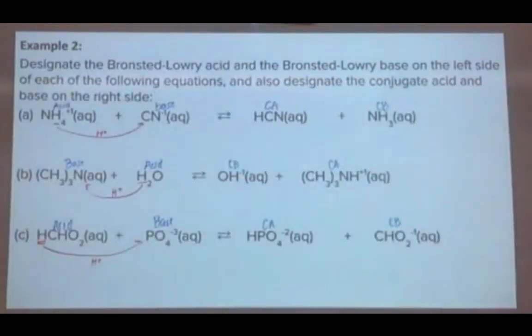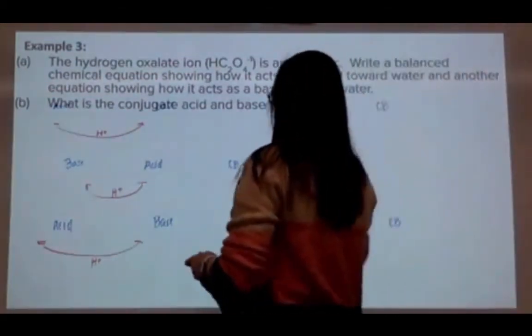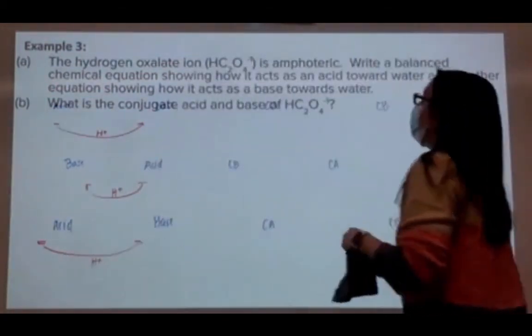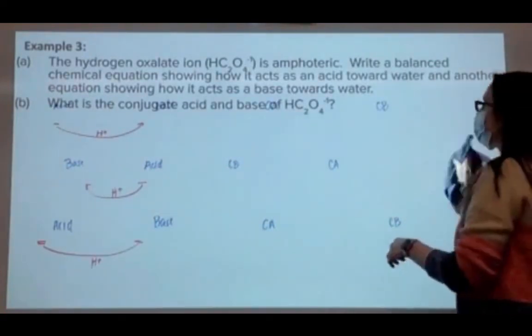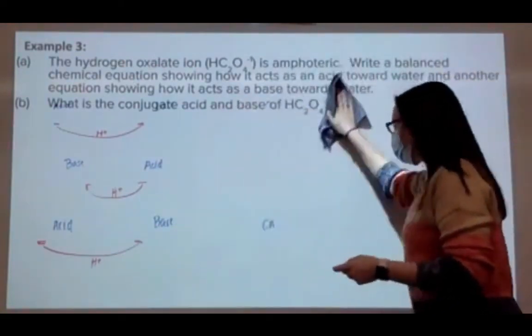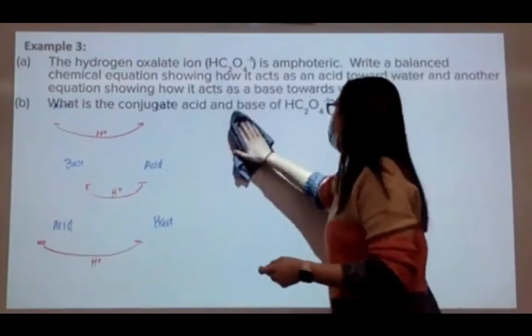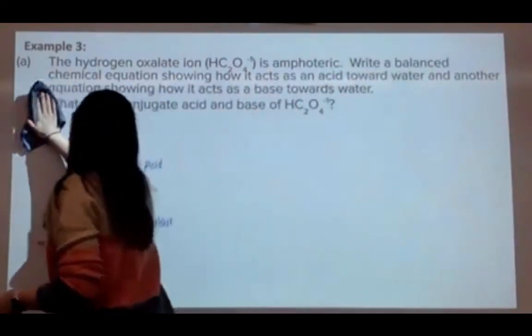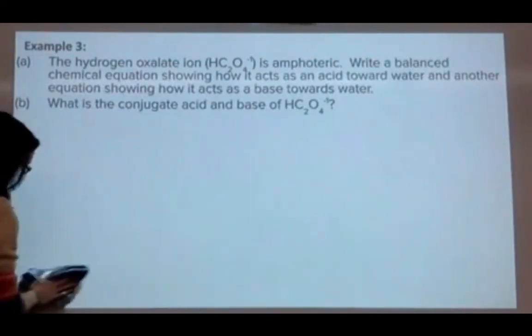All right, so example 3. We're going to look at an amphoteric substance. We're still dealing with the Bronsted-Lowry definition, but we're going to talk about what it means to be amphoteric. The hydrogen oxalate ion, which is HC2O4 minus, is amphoteric. Amphoteric means it can act as an acid or as a base. Water is another common example of an amphoteric substance.